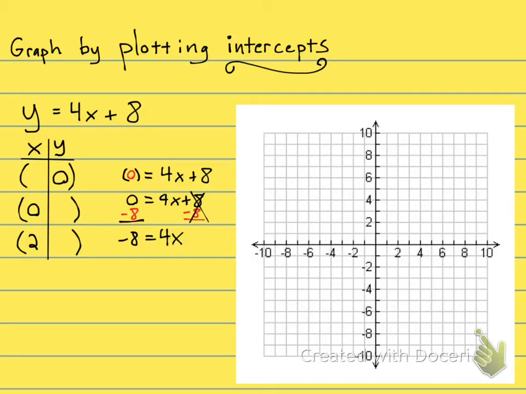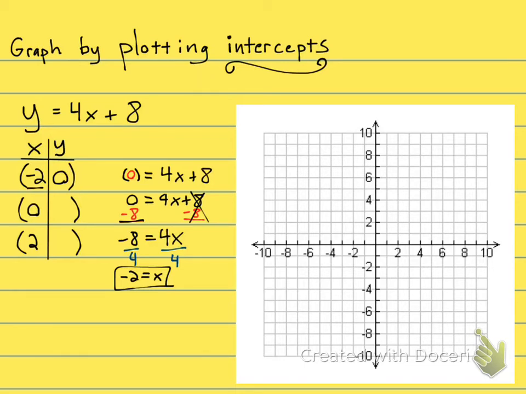One more step to get the x by itself. I will divide both sides by 4. And now I'm going to see that negative 2 equals x. Okay, so my x-intercept is negative 2, 0.